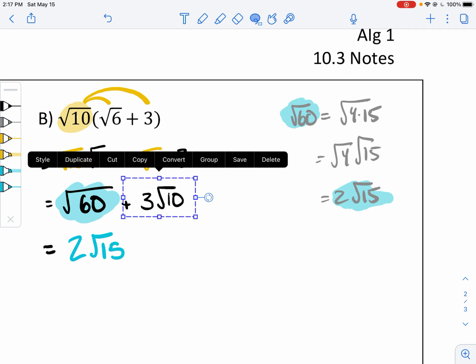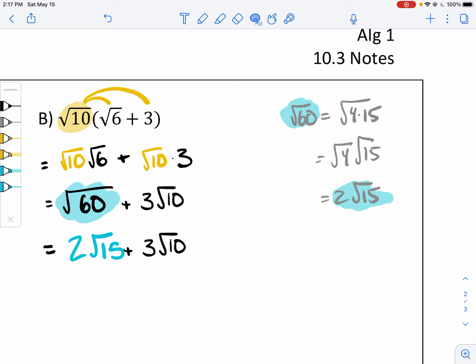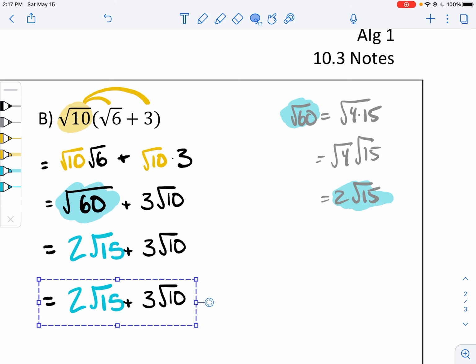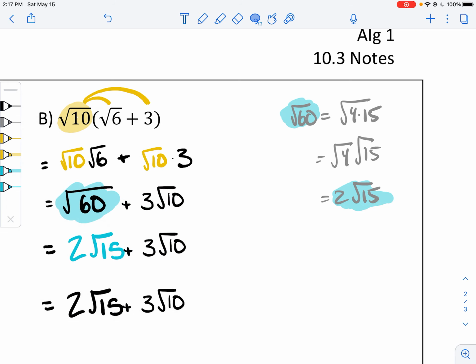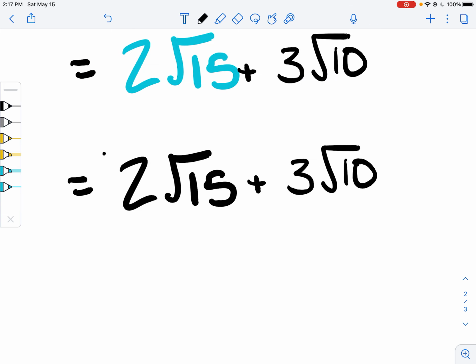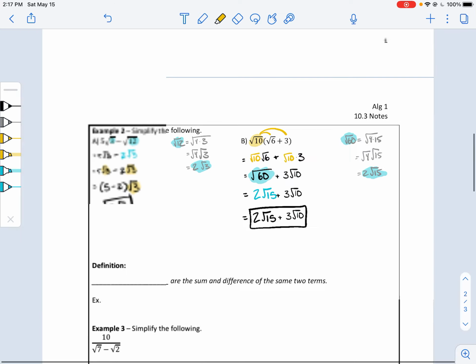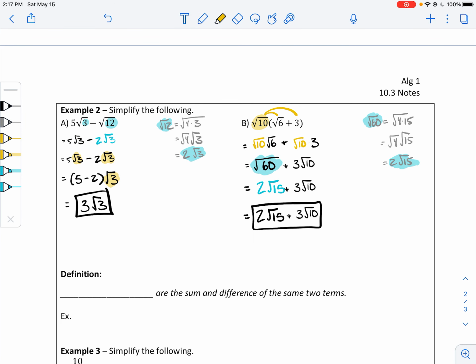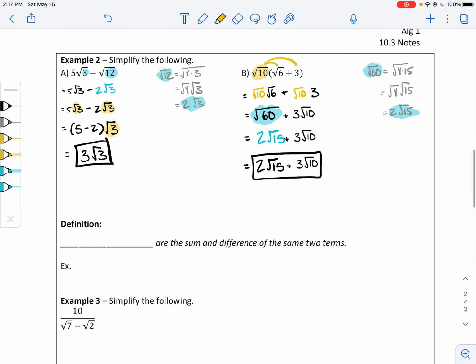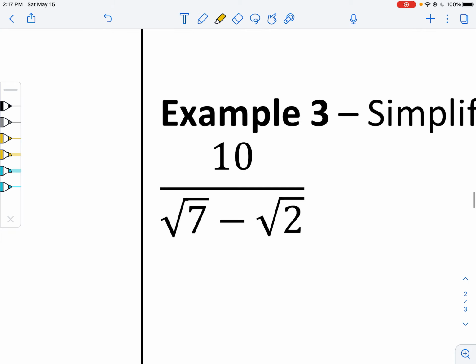Oh guys, check it out. They're not the same. Oh well, guess what we do with that? Nothing. We just leave it as is. That's in the most simplified form. You cannot combine them. You cannot add them together because they are not the same radical. They're different, so leave them alone. We're all set.